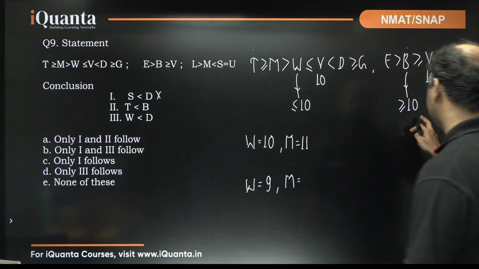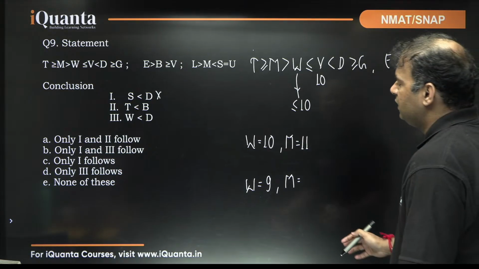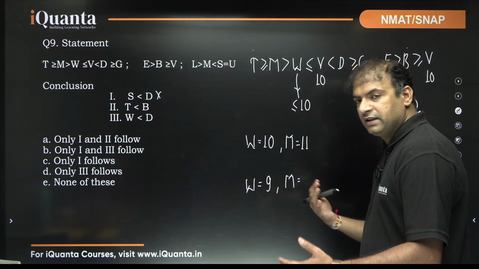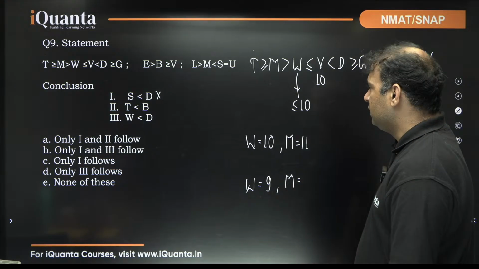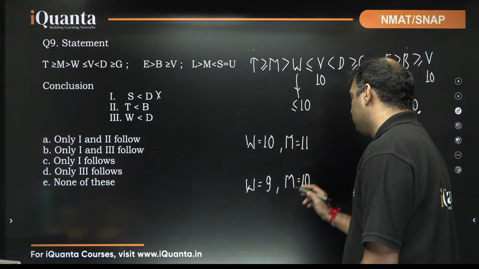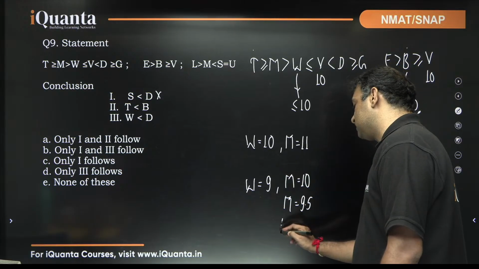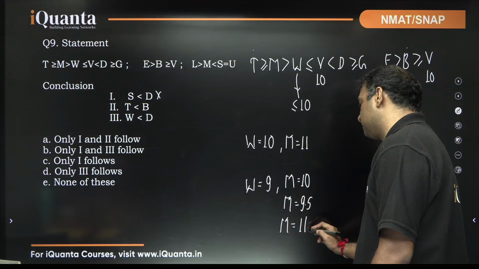Because we have to connect 10, right? We have to connect with b which is greater than or equal to 10. So I'll take a value which can be greater than 10 also, equal to 10 also, right? Because m is simply greater than w. So let's say m for a while is 10, or maybe m is 9.5, or maybe m is 11 as well, right? Let's take all the possibilities.